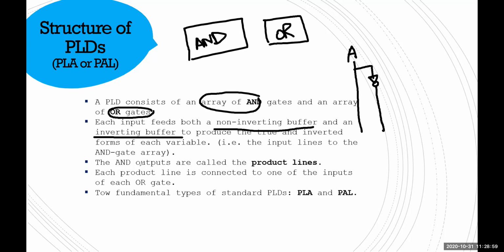The AND outputs are called product lines. Each product line is connected to one of the inputs of each OR gate. This product line will go to the OR gate. Okay, I will show you, no problem. Two fundamental types of PLDs are PLA and PAL. Obviously, you know it.